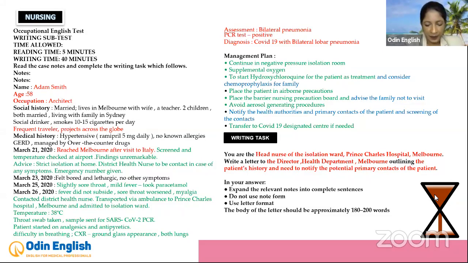Danny Varghese: "It would be greatly appreciated if you could arrange supplemental oxygen and ask to continue a negative pressure isolation room. Please start hydroxychloroquine for him as treatment." Again, Danny, as I told just a while back, the director is not going to look at those. He'll be just screening and notifying the primary contacts.